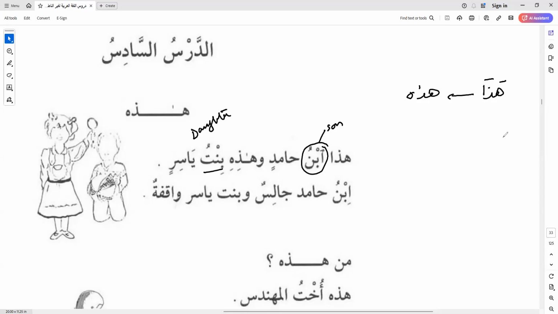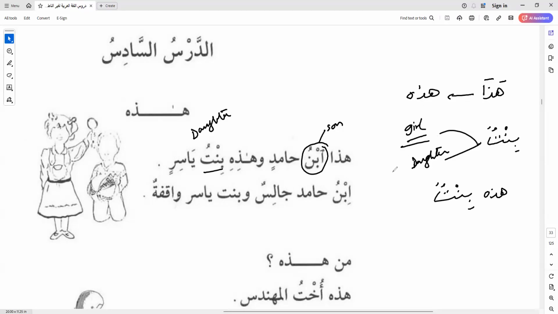And again, remember in Lughat al-Arabiyya, bintun has two denotations. It can be a girl or a daughter. So you have to say hadhihi bintun. This is a girl. That's hadhihi bintun. This is a girl. It's not 'this is a daughter'.